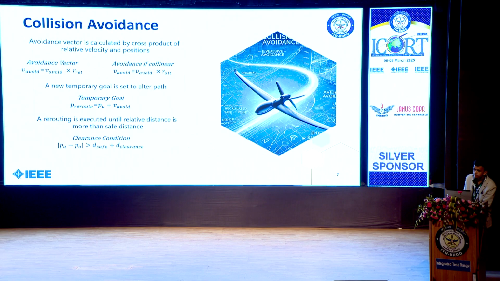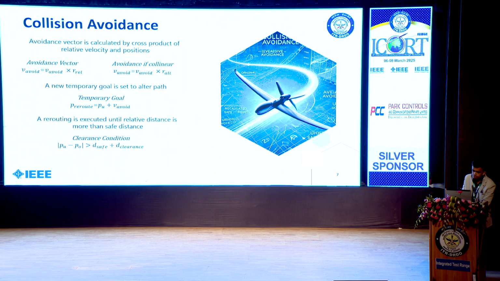Once we have predicted that the collision is going to happen, we go for the next step, which is collision avoidance. In collision avoidance we take the cross product of the relative velocity and relative position vectors and calculate a perpendicular vector. The UAV will then move in the perpendicular direction of its planned path to avoid the encounter with the obstacle. In case there is a collinear vector, the cross product will come out as 0. In that case we generate a random vector and use that for the calculation of the avoidance velocity.